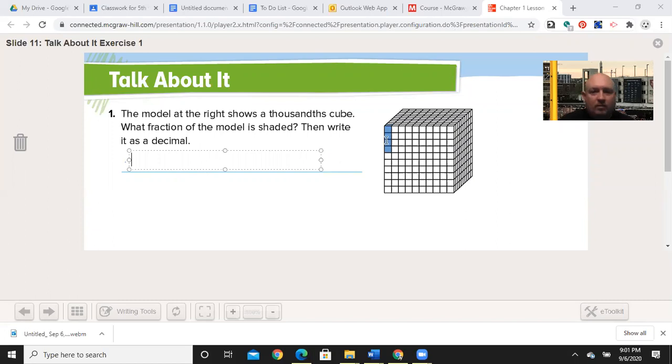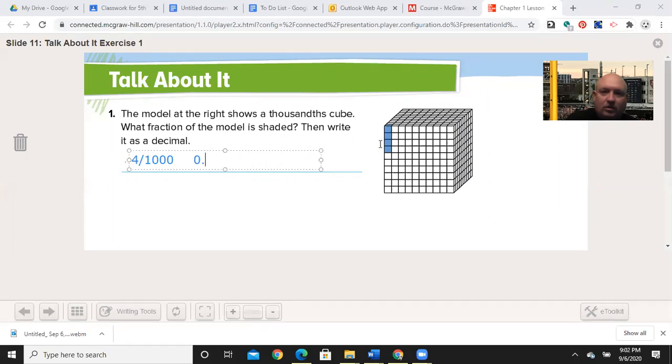First off, how many are colored in? So there's 4 colored in. Divided by, and how many is in 1,000? What's that number? If you said a 1 with 3 zeros, that's correct. Now let's write it as a decimal. It's less than 1, so I'm going to put a 0 and then my decimal point. And now let's think here, 4 thousandths.